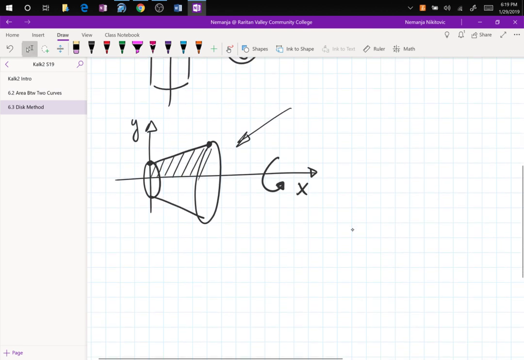As you can see, what I'm doing here is taking a function f of x. In this case, it was just a line segment, f of x, and I rotate that around the x-axis, and I'm creating a cup-like object.